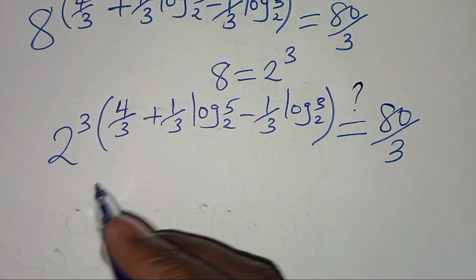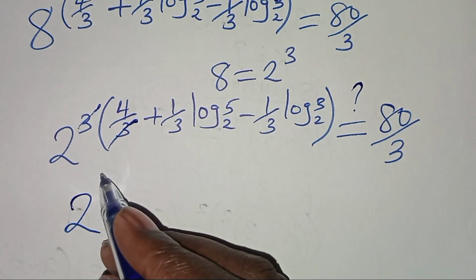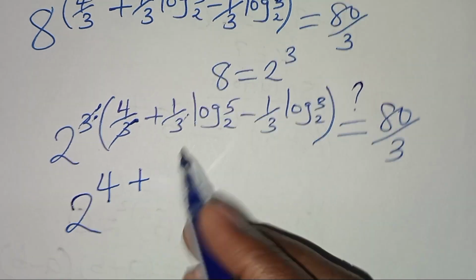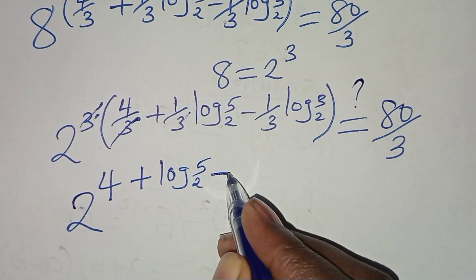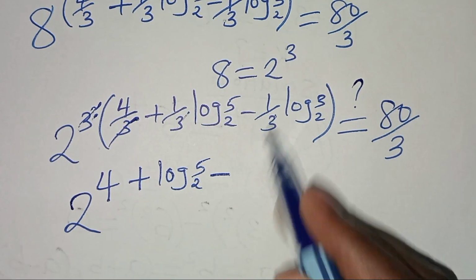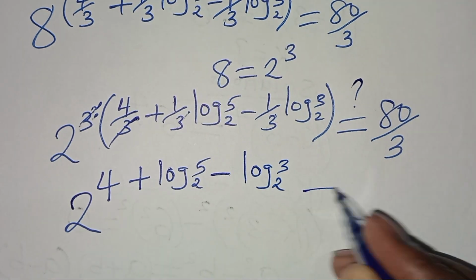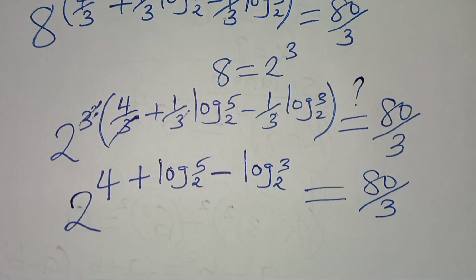Now let's simplify here. 3 and 3 here simplifies, so that we'll have 2 to the power 4 plus, now 3 and 3 here simplifies again, so plus log 5 to base 2 subtract, now let's simplify here again, subtract log 3 to base 2. This should give us a value of 80 divided by 3.